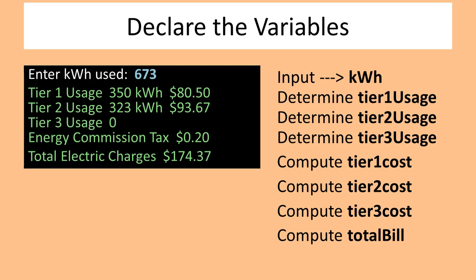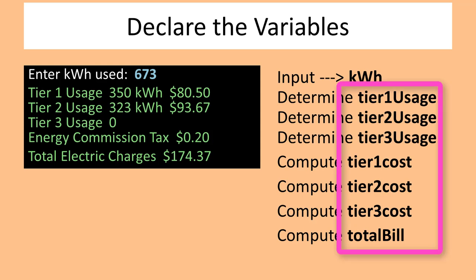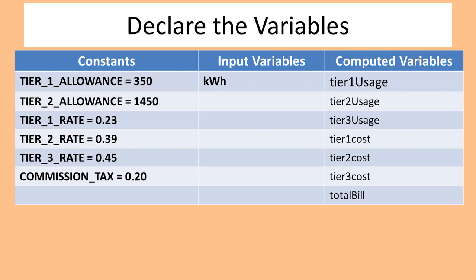We already determined we need a variable to hold the kWh that is input from the keyboard. Here are other variables we need: Tier 1 usage, Tier 2 usage, Tier 3 usage, Tier 1 cost, Tier 2 cost, Tier 3 cost, and the total bill. I added each of the variables to this table.